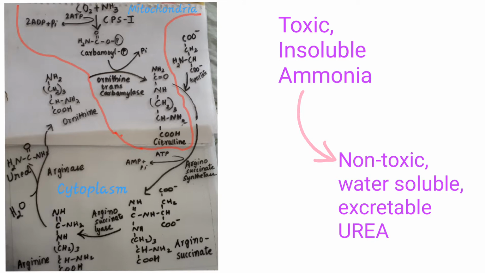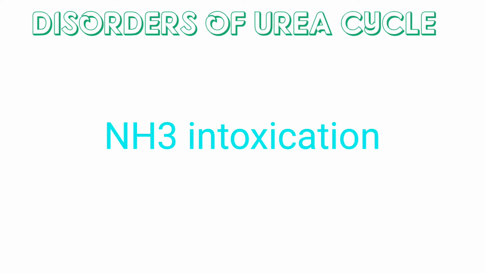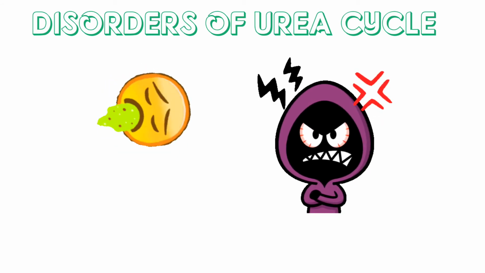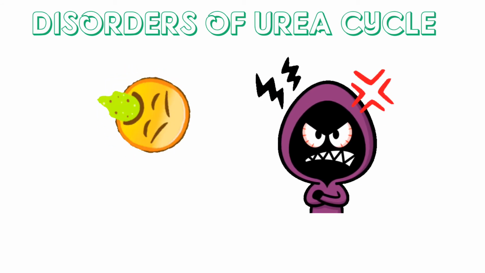Now let's see some of the metabolic disorders of urea cycle. Disorders of this cycle lead to ammonia intoxication, that is by the accumulation of ammonia. Common symptoms of disorders of urea cycle include vomiting in infancy, irritability, lethargy, mental retardation, etc. Well, let's see some of the disorders.